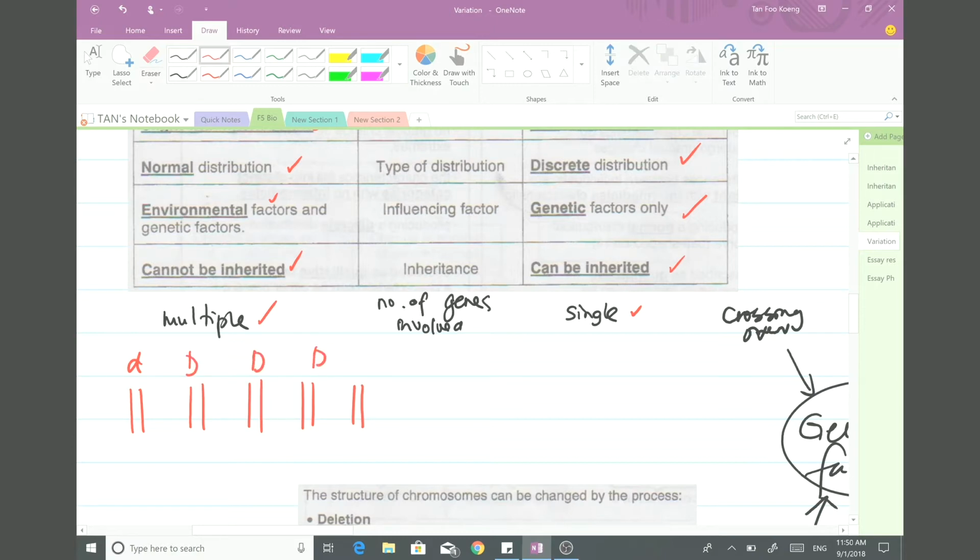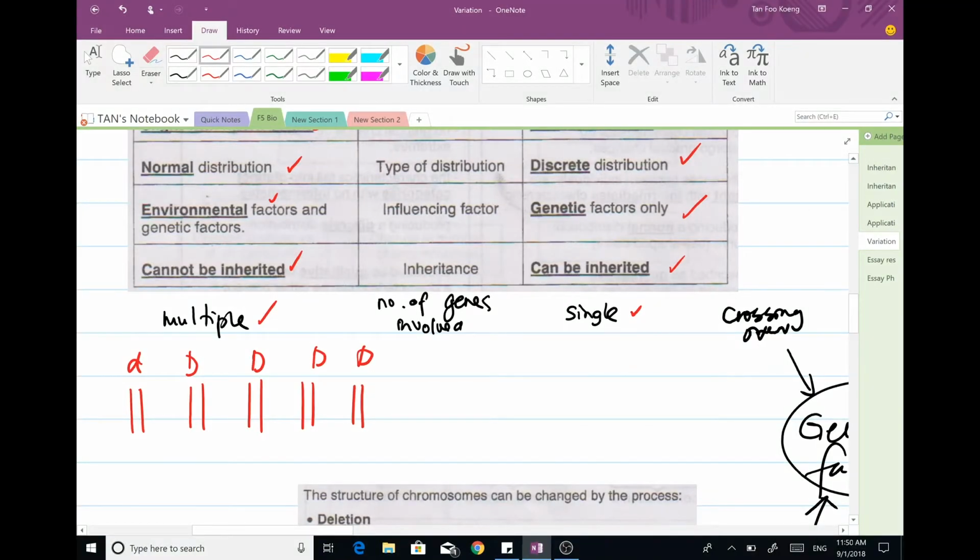Okay, so this will give you your height. You are very tall, however, you are less tall than the one with 5 dominant genes. Alright, so it can be this one. Also, you may have this combination. You might also have this combination or this combination. So as such, it will give you a different height among the same species. Now let's move on.